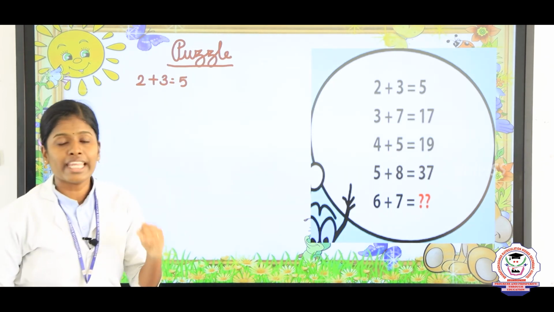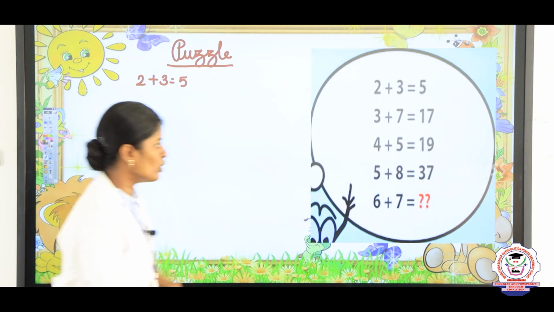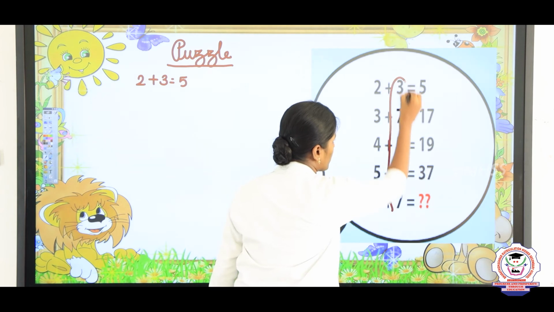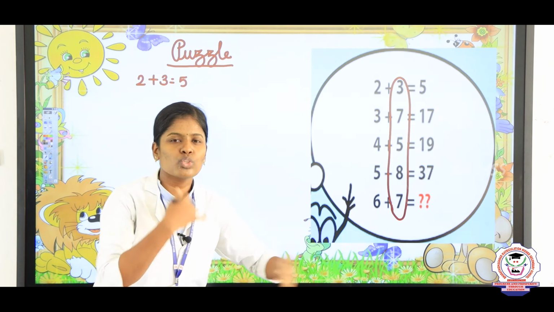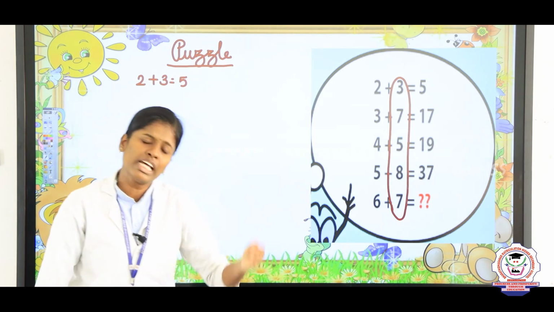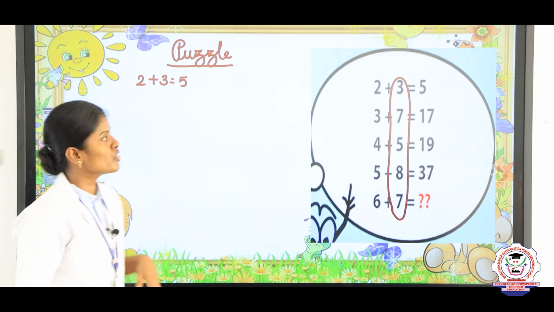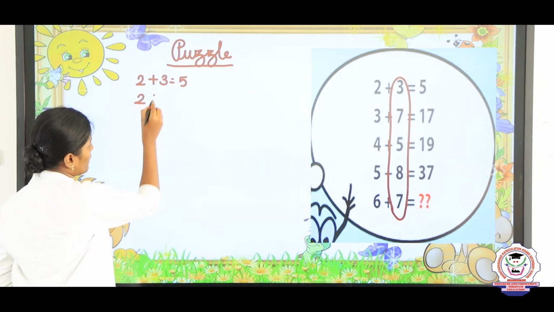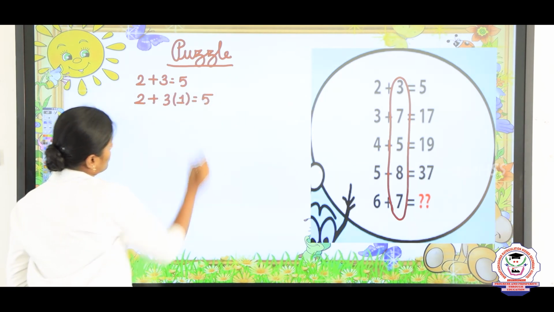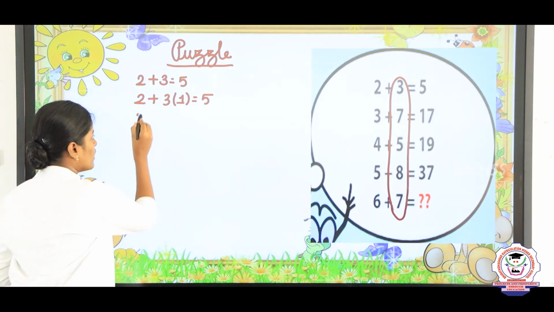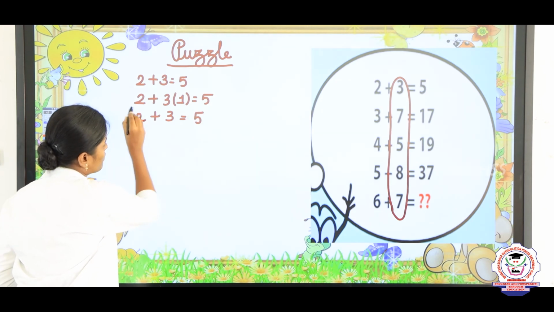First, 2 plus 3 equal to 5. Okay, in all the sequence the second number should be multiplied by the natural numbers. What are natural numbers? The numbers 1, 2, 3. Counting numbers are called the natural numbers, that is 1, 2, 3, 4, 5, 6. The first natural number is 1. So take 2 plus 3 into 1 equal to 5. So listen children, 3 ones are 3. So 2 plus 3, the final answer is 5.